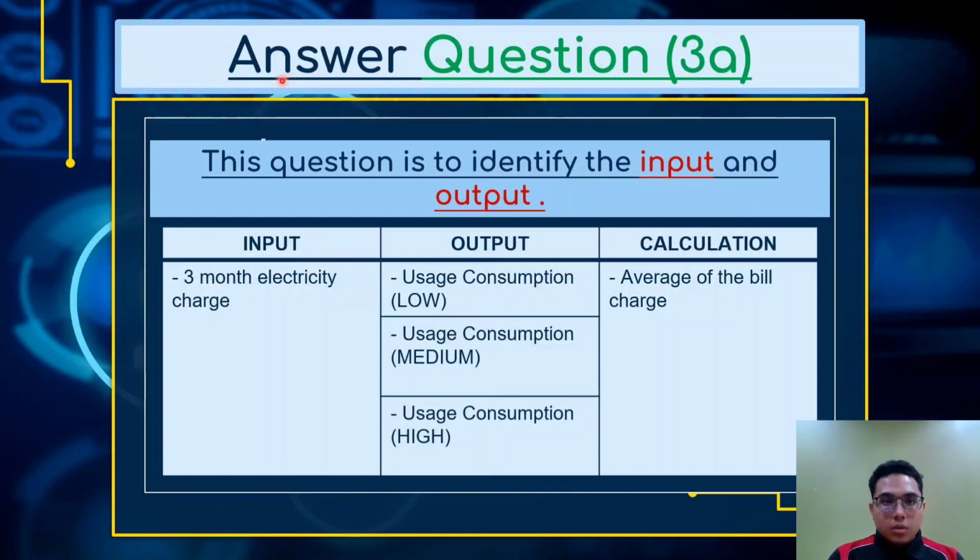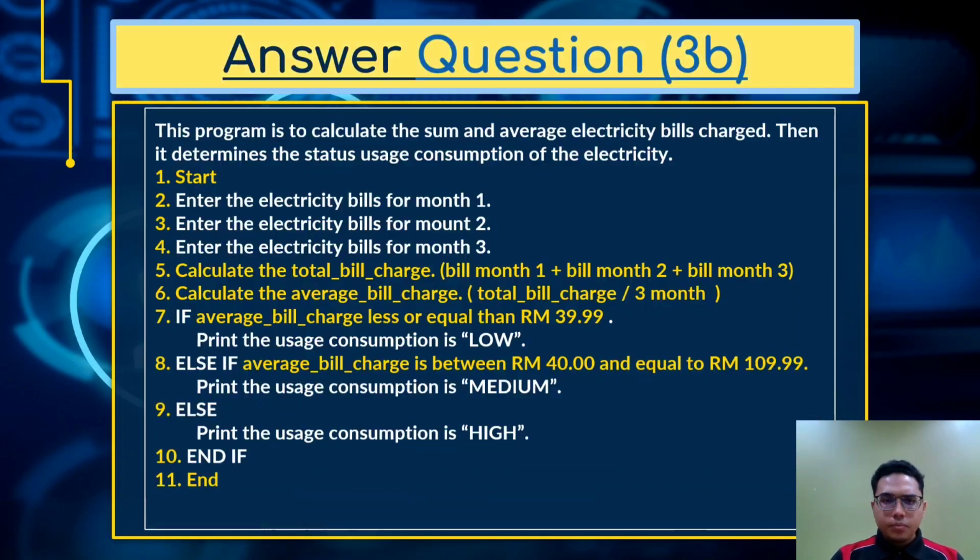For the next question, 3a. This question is to identify the input and output. In input we have 3 months of electricity charge: the first month, second month, and third month. The output is user consumption is low, user consumption is medium, and user consumption is high. We have 3 inputs and 3 outputs here. And for the calculation, the average of the bill charge. This is the calculation for the bill charge.